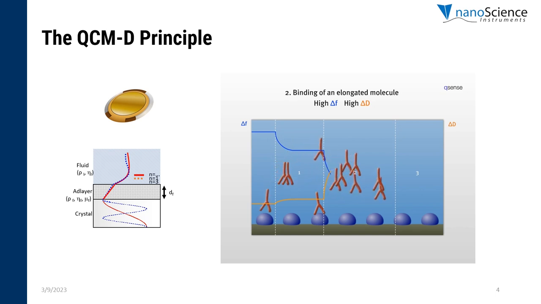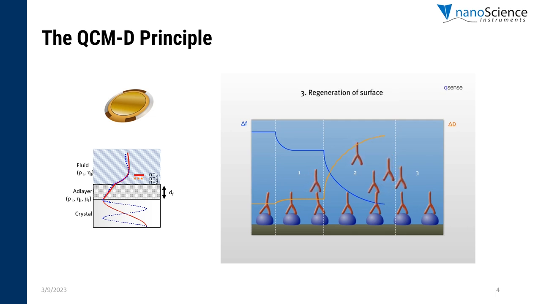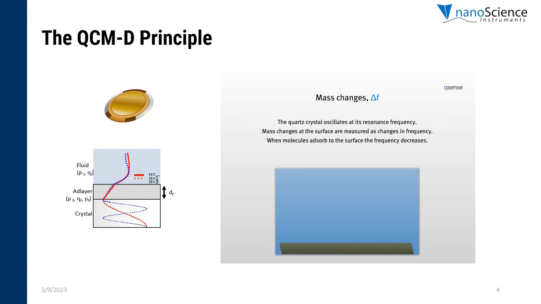In this example, the second layer formed a softer, more viscoelastic layer. And you can see the dissipation curve going high with significantly high values. And the associated frequency curve goes down, representing high mass addition as well. In this case, the second layer was reversibly bound, which was washed off in buffer. So you can see frequency going up and dissipation also going down to the first adsorbed layer. You can continue with addition of further layers by subsequently adding the respective solution in the same experiment and monitor their adsorption in real time.